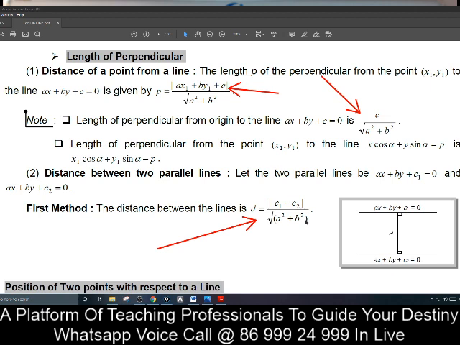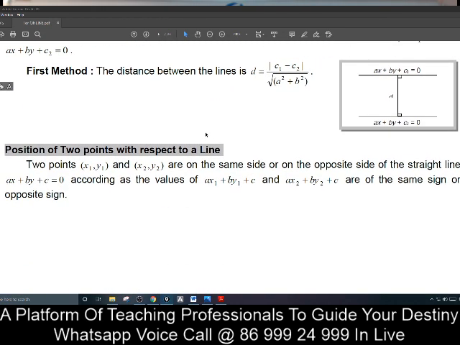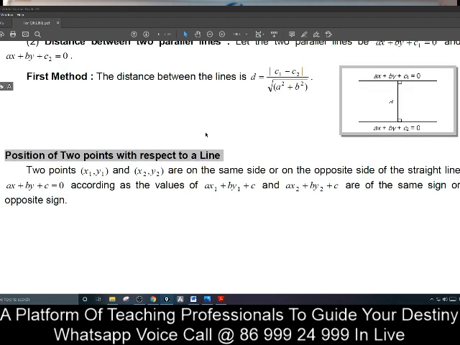Okay, now let's move on to the next concept: position of two points with respect to a line. This formula is not given here, of course, I'll write it. This is a simple formula. What is it? This is a line.